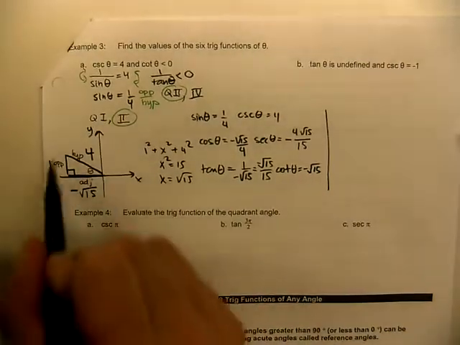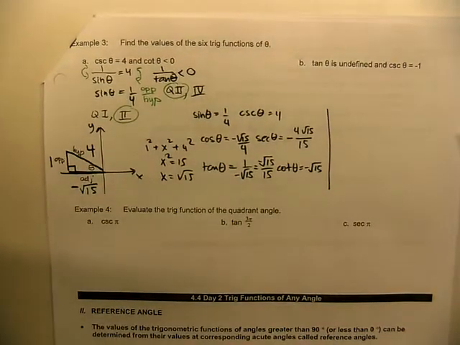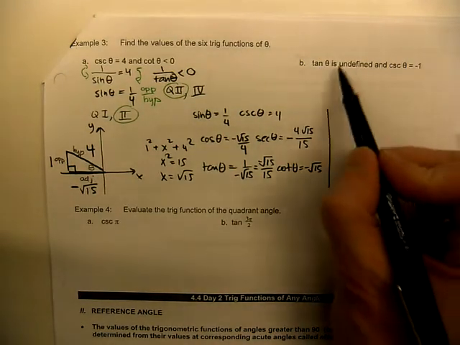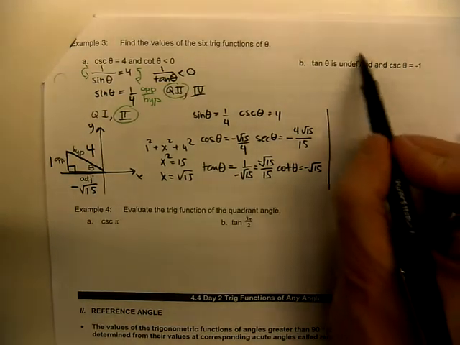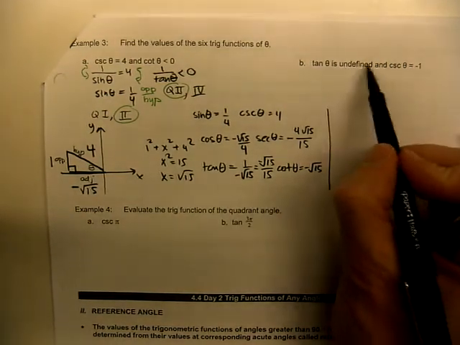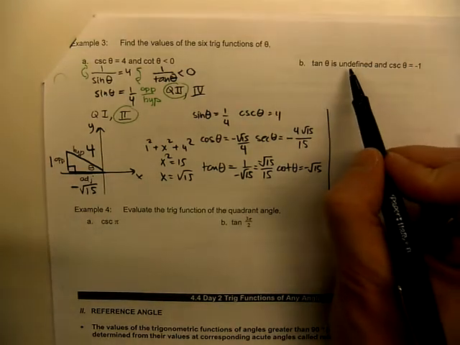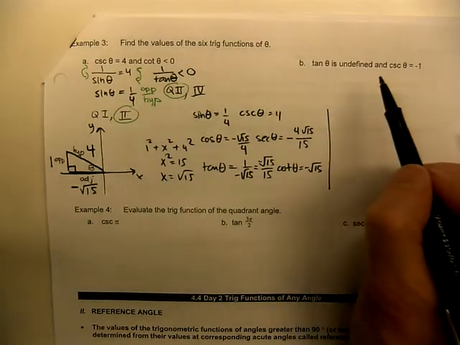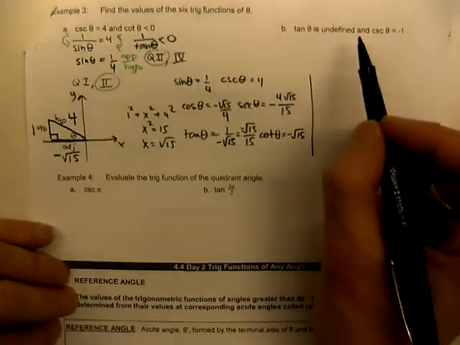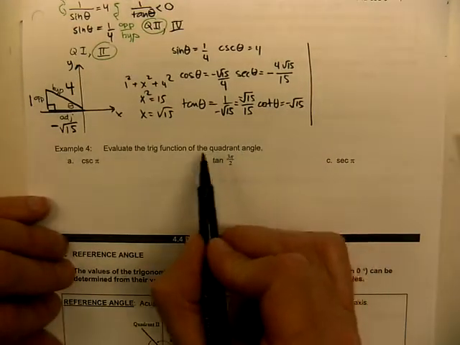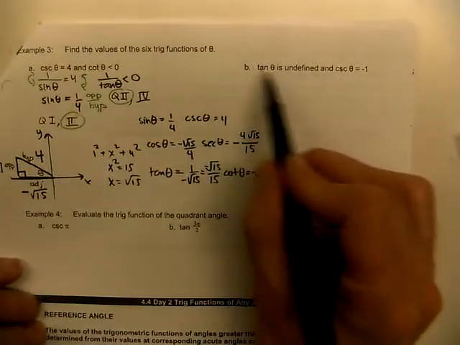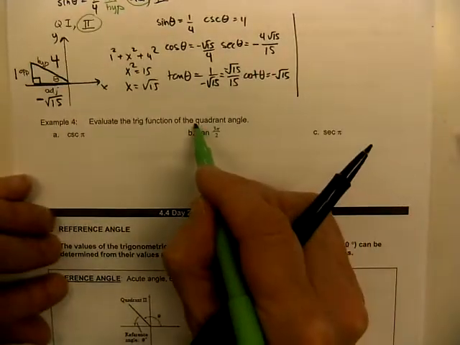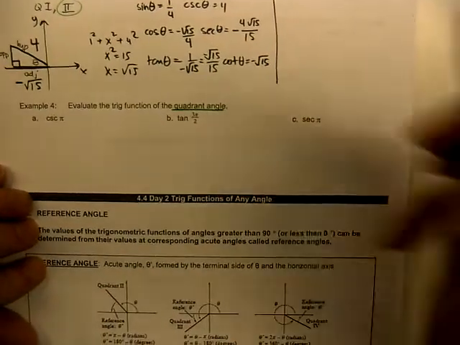Right, so the puzzle is always figuring out where that triangle goes. You can see in part B, tangent is undefined. Wait a minute, that seems really weird. How are we supposed to figure out where we're at if we don't even have a number to help us out? Is that positive or negative? Well, it's really neither. It's a special case because what we're really doing is we're looking at quadrant angles. So let's talk about quadrant angles in example 4, and then we'll come back up and finish off with part B. So quadrant angles are the angles between the quadrants.